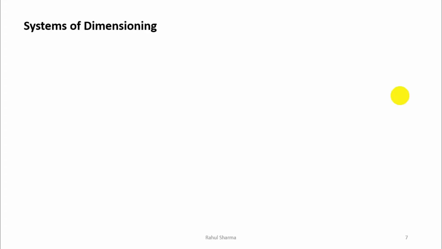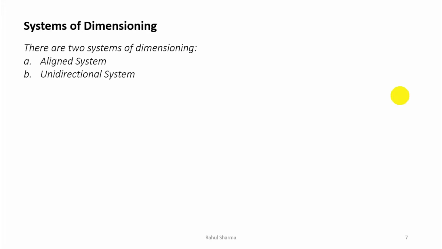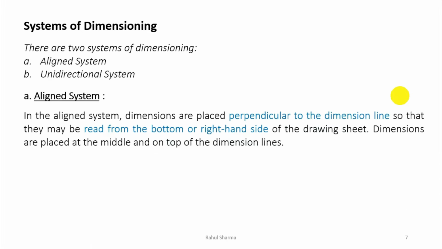So the next very important thing is systems of dimensioning. Now there are two systems of dimensioning. First is the aligned system, second is the unidirectional system. In the aligned system we write the dimension value which is readable from the downward direction or from the right hand side direction. Second, we have to write the dimension value always above the dimension line.